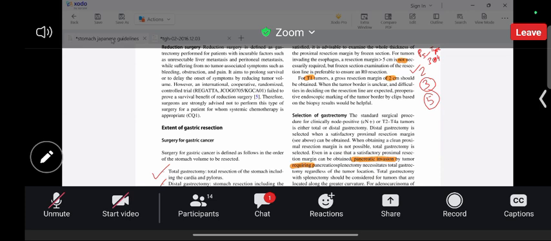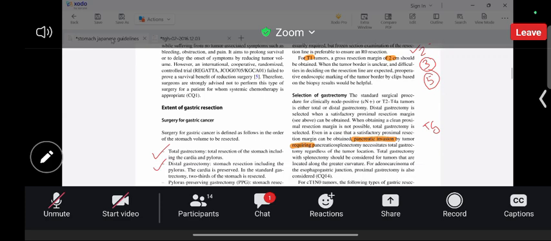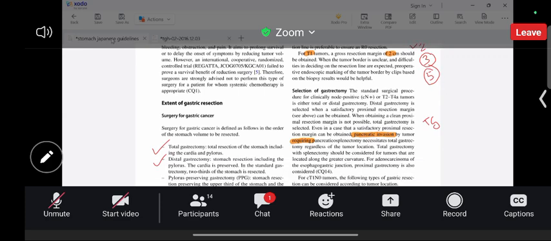Even in a case where a satisfactory proximal resection margin can be obtained, if there is pancreatic invasion by the tumor that requires pancreaticosplenectomy, we have to go for total gastrectomy straight away. Then we cannot go for DRG. If pancreas is involved and we have to perform pancreaticosplenectomy, we will do total gastrectomy regardless of the location.